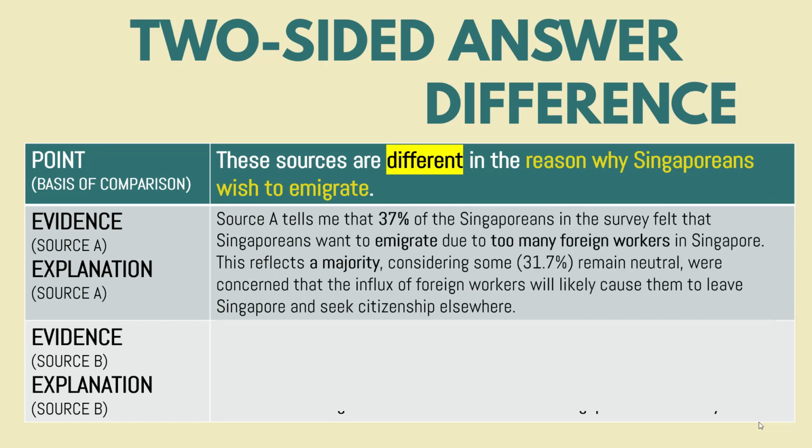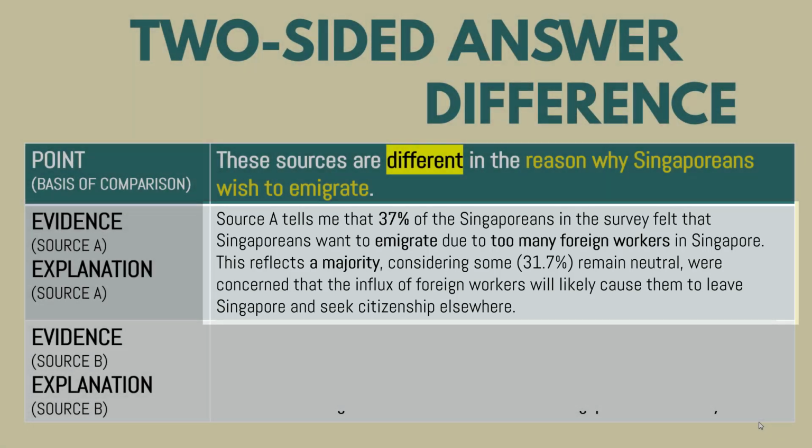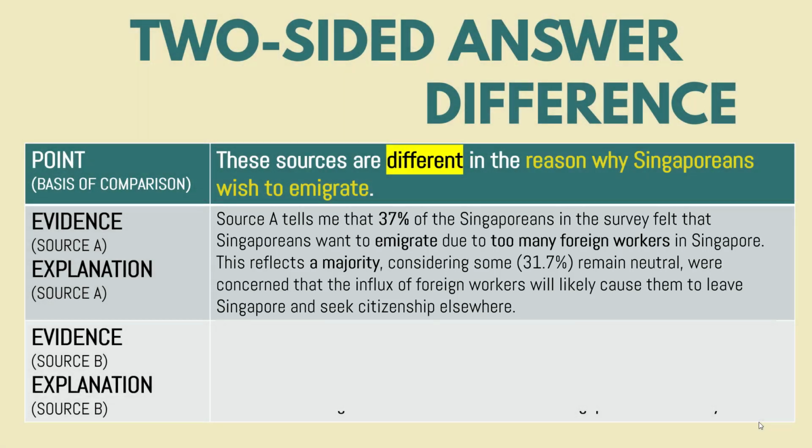Source A tells me this: 37% of Singaporeans want to migrate due to too many foreign workers. It shows a majority, considering that 31.7% remain neutral. That means that we have slightly more than one third of them actually concerned that they want to leave Singapore and seek citizenship elsewhere. That means they will stop being Singaporean.